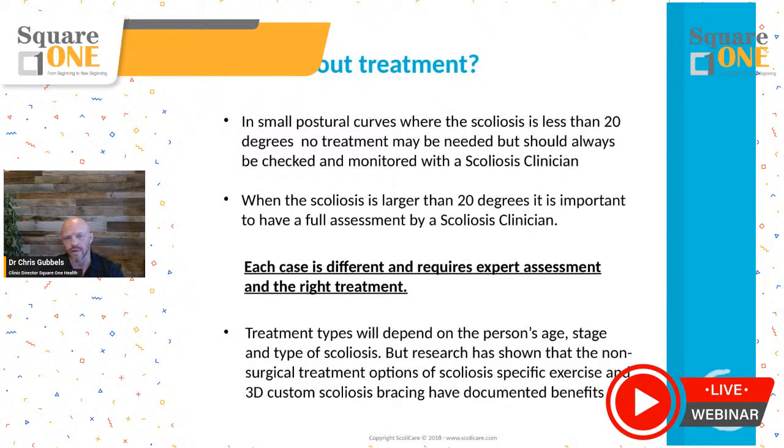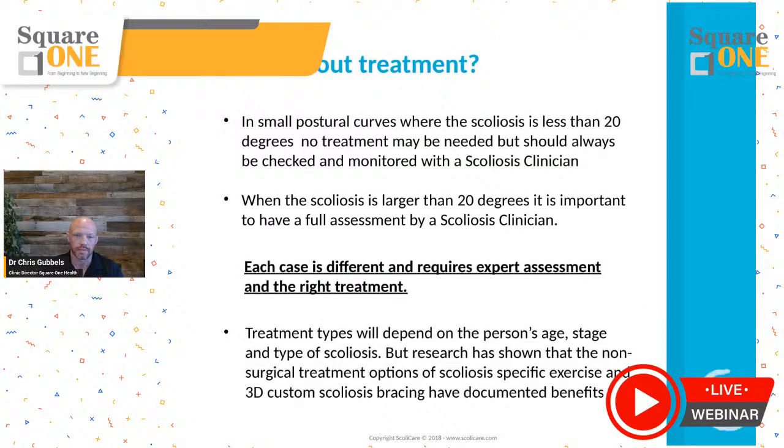Curves smaller than 20 degrees, a lot of times we just do observation. We don't like to use the term watch and wait because we don't want to wait for it to develop, but you want to do regular checkups, either at 3 months or every 6 months, to see if the curve tends to progress. But when we have a growing child or an adolescent with a curve larger than 20 degrees, that's a lot of times when intervention or treatment is going to be indicated. And that could be anything from scoliosis-specific exercises to custom bracing, or a combination of those things.